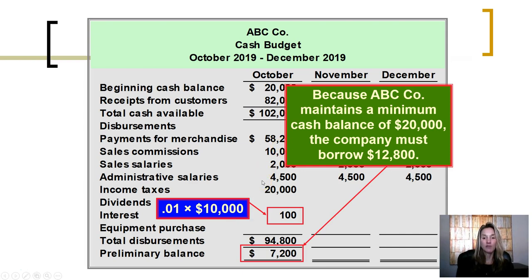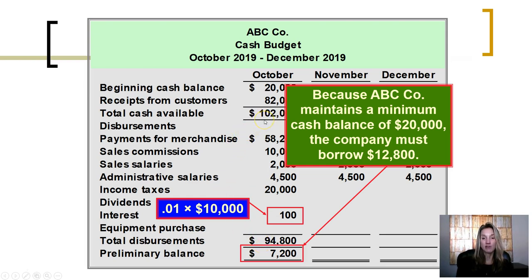Administrative salaries from our general and administrative budget. Income taxes that we have to pay from an income tax liability from the prior quarter. We also have to pay interest of 1% on any outstanding loan. Our outstanding loan at the beginning of October was $10,000. We budget to spend $100, bringing total cash disbursements to $94,800.